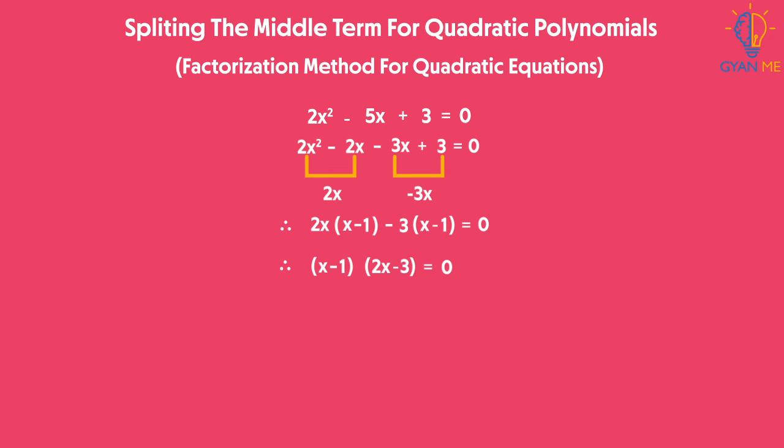Thus, we have found the roots of the quadratic equation 2x square minus 5x plus 3 equal to 0, by factoring it into two linear factors and equating each factor to 0. It comes out to be x equal to 1 and x equal to 3 by 2, which are alpha and beta respectively.